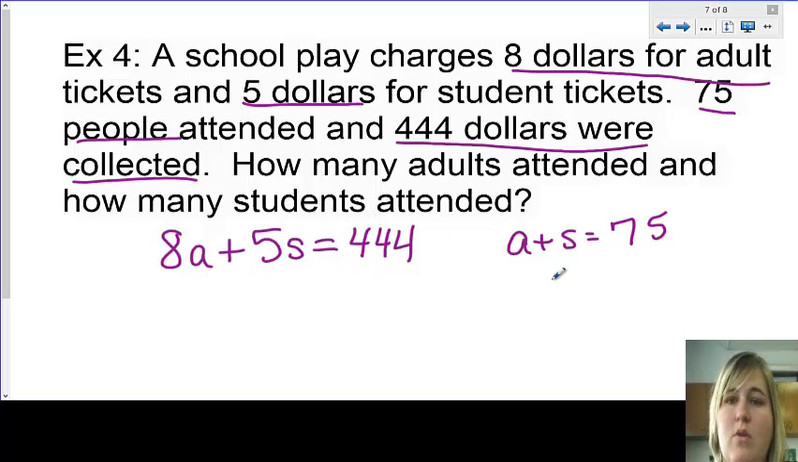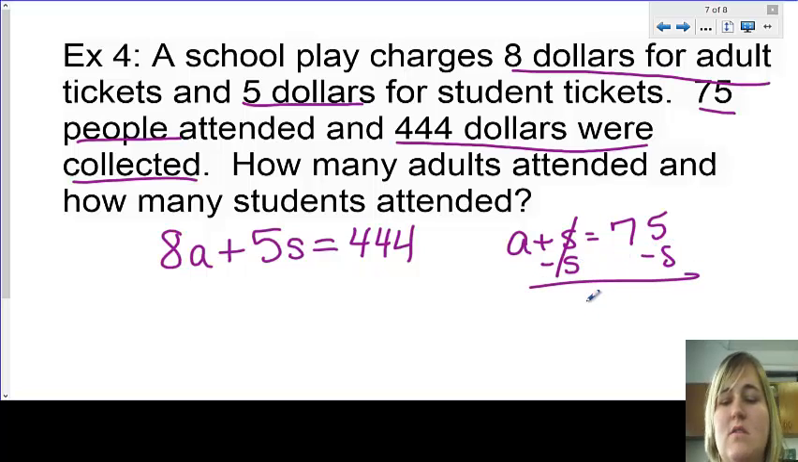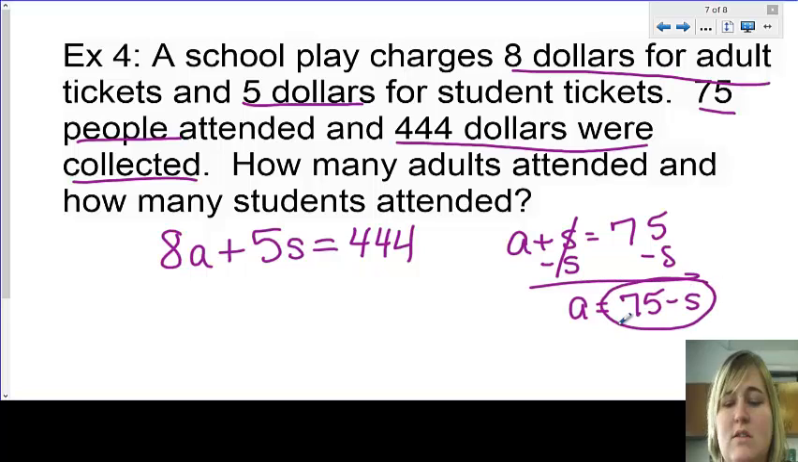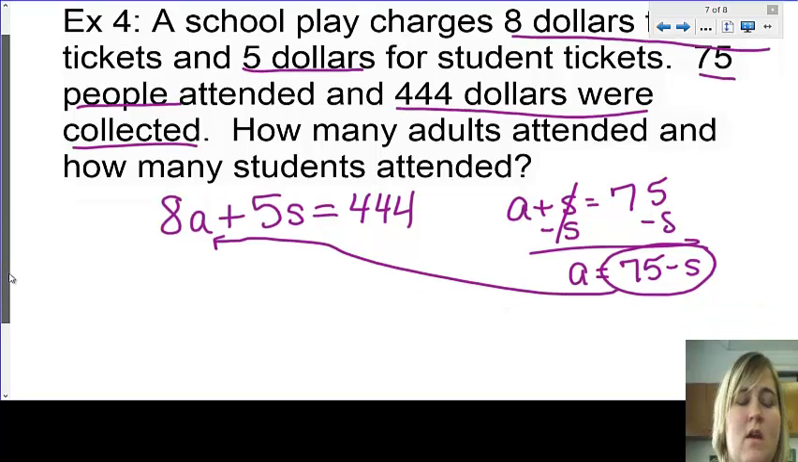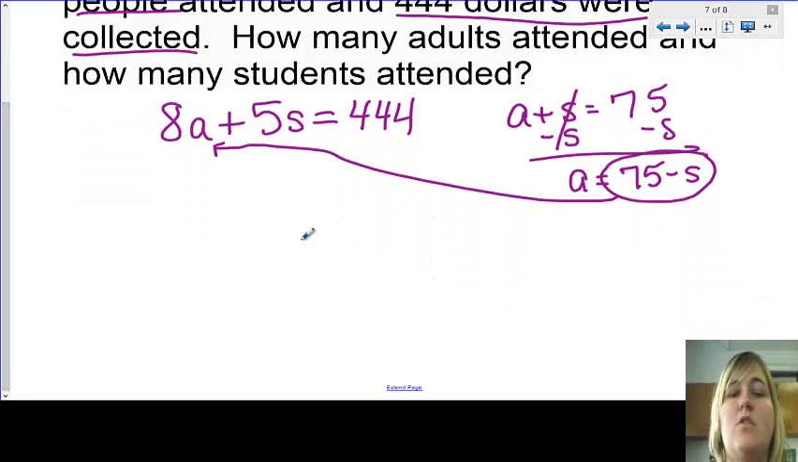I'm going to solve one of these to get one of the variables by itself. This one looks easier to me, so I'm going to subtract s from both sides. Those will cancel. I have a equals 75 minus s, which I'm going to take and plug in over here for a. What I want you to do at this point is solve the rest of this by yourself. You should be able to tell me how many adults and how many students attended the play.